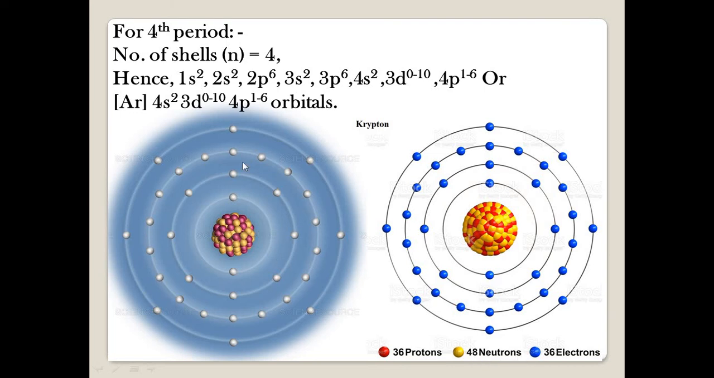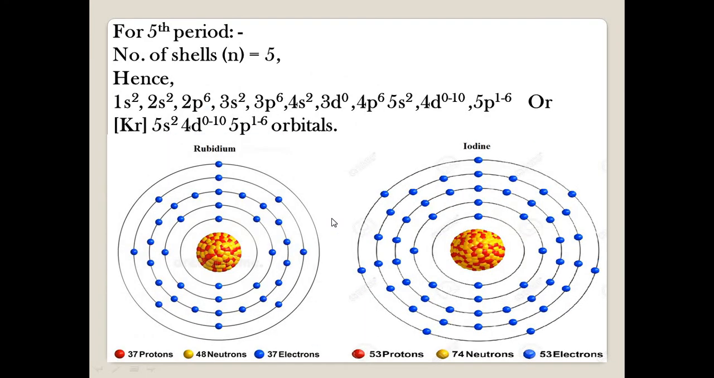Okay, this has the structure like this, in which 4s2, then 3d 0 to 10 and 4p orbitals are there. Okay, let's see the fifth shell, the example is rubidium and iodine. It has 5 shells, so n is equal to the number of shells, which is 5. Hence the electronic configuration is krypton 5s2, 4d 0 to 10, 5p 1 to 6. Okay, so rubidium has 37 protons, 48 neutrons and 37 electrons.